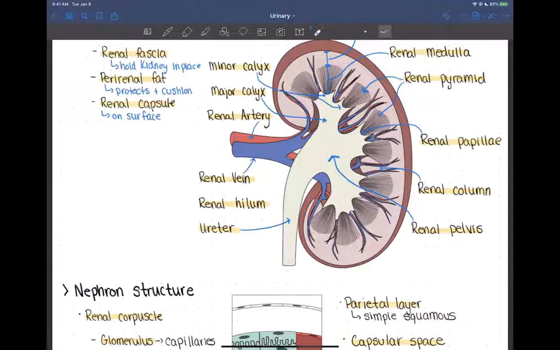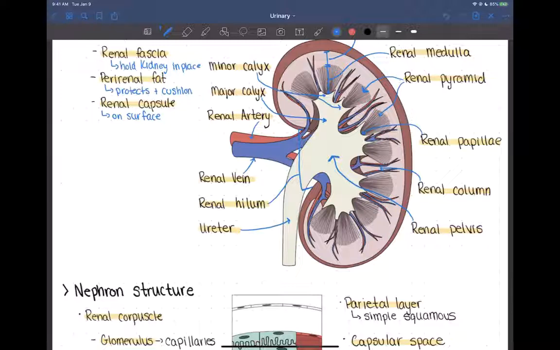Okay, and so our last word here is the renal hilum. We had this word hilum before with the lungs. If you remember, that is just the region, called the root of the lungs or the root of the kidney, where all of these structures, the ureter and the arteries and the veins, enter and exit. So that is the renal hilum. Okay, great. So now let's talk about nephrons.